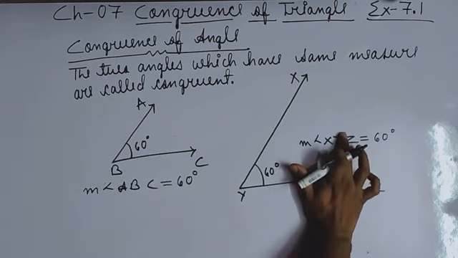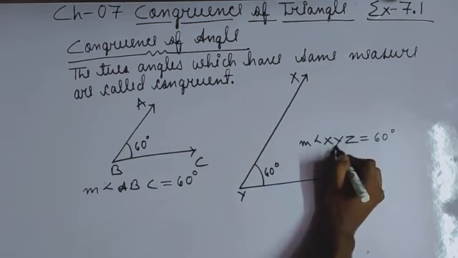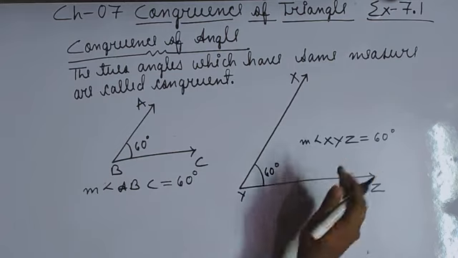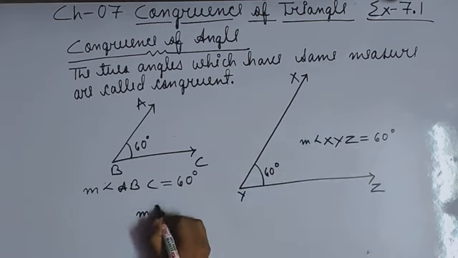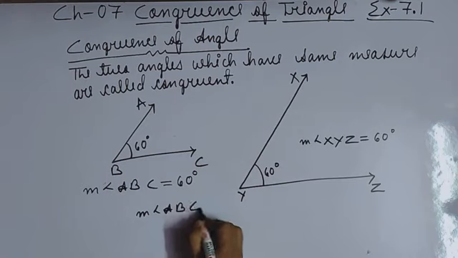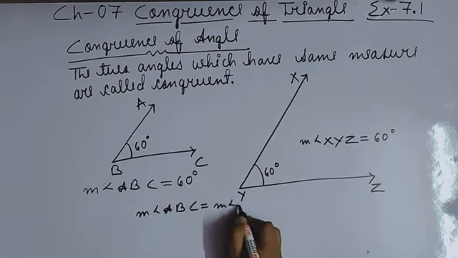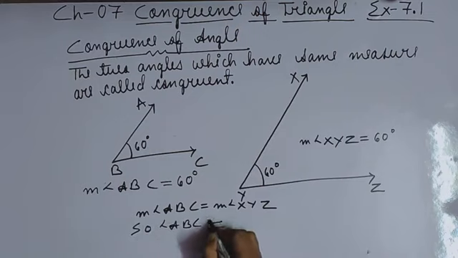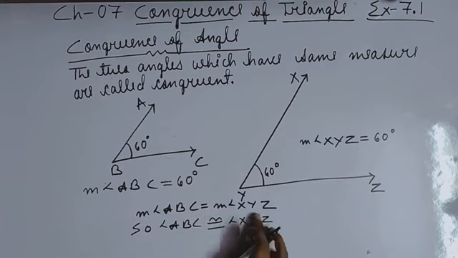Here also the measure of this angle is your what? 60 degree only. ठीक है, ये भी क्या है? 60 degree. So since measure of angle ABC is equal to measure of angle XYZ, so we call these two angles congruent. ये क्या करेंगे? Congruent angle कहेंगे. So angle ABC will be congruent, symbol of congruent equals to with a small s, angle XYZ. So these two angles are your congruent.